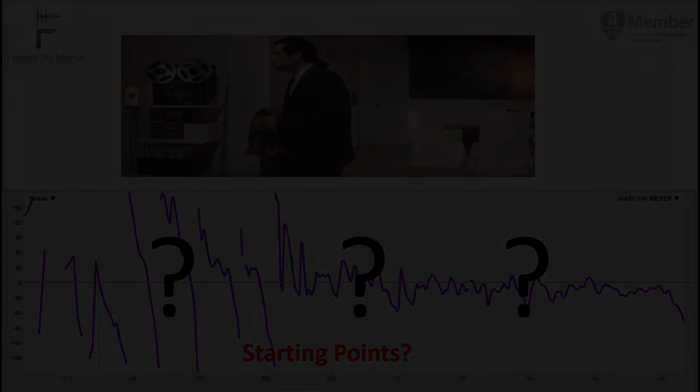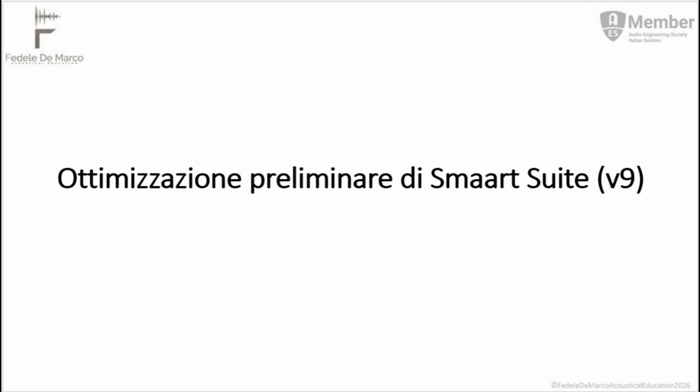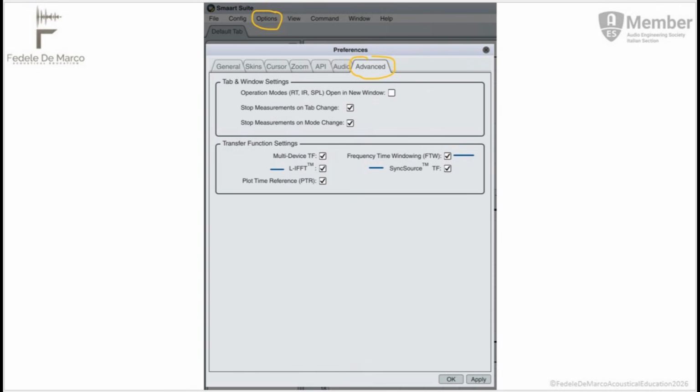Before I start to illustrate the methods, a preliminary optimization of Smaart Suite is necessary. To get a clear live IR and find the rising points, we need to adjust the software settings. This step is crucial to avoid noise and ensure a stable reading of the waveform, especially for subwoofers. Inside the Advanced tab, we must activate these highlighted transfer function settings: LIFFT, FTW, and sync source. For a detailed explanation of these technical functions, please refer to the official Smaart support documentation.